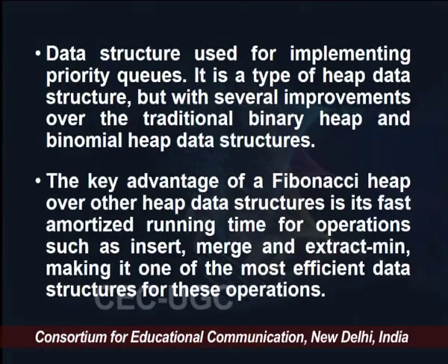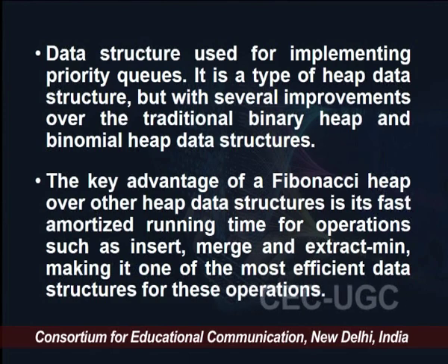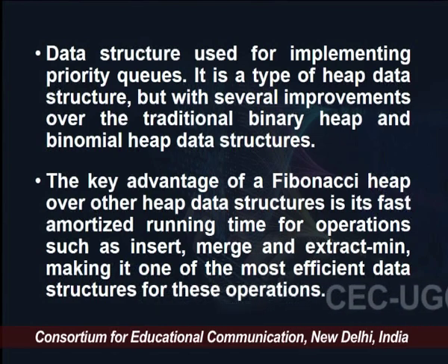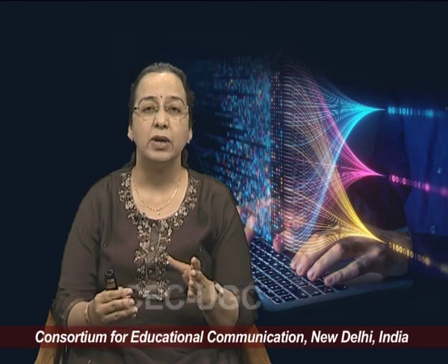So, Fibonacci heap is going to give you some advantages over binomial heap and the traditional binary heaps. There are two lines of differences between Fibonacci heap and the binomial and traditional binary heap. One is that this Fibonacci heap data structure is faster. That means its amortized running time is lower for some of the operations, which operations? For insert, for merge, and for extract min operation.